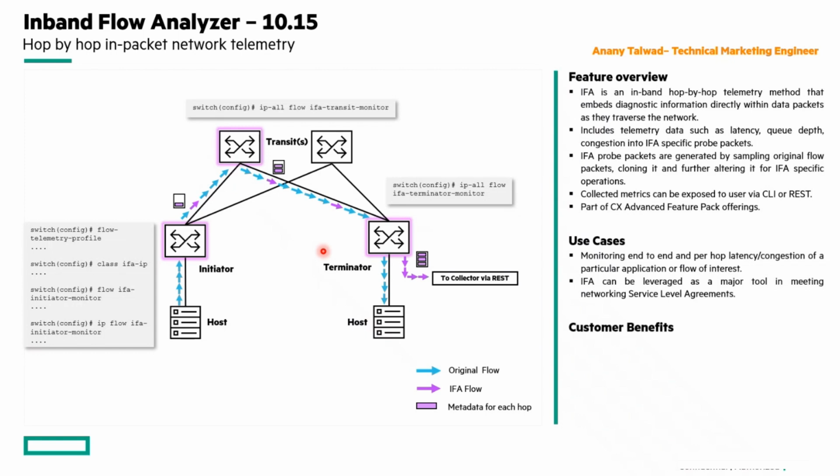Talking about the customer benefits, IFA is considered in-packet telemetry, which brings minimal overhead to your system. At the same time, no synthetic packets are generated in case of IFA, since it instruments the actual flow packets for IFA operations. This makes sure that the telemetry data collected has similar behavior to your original flows.